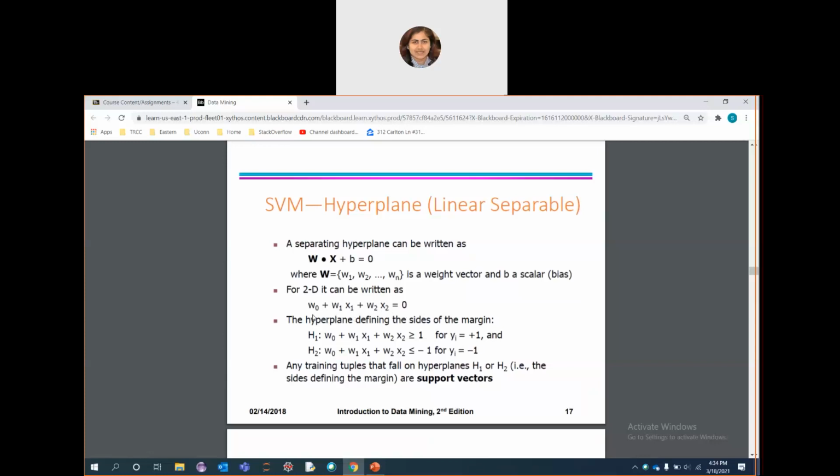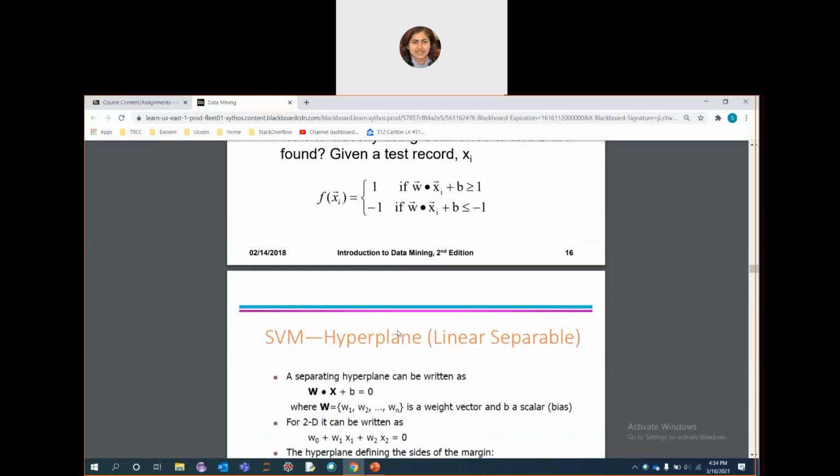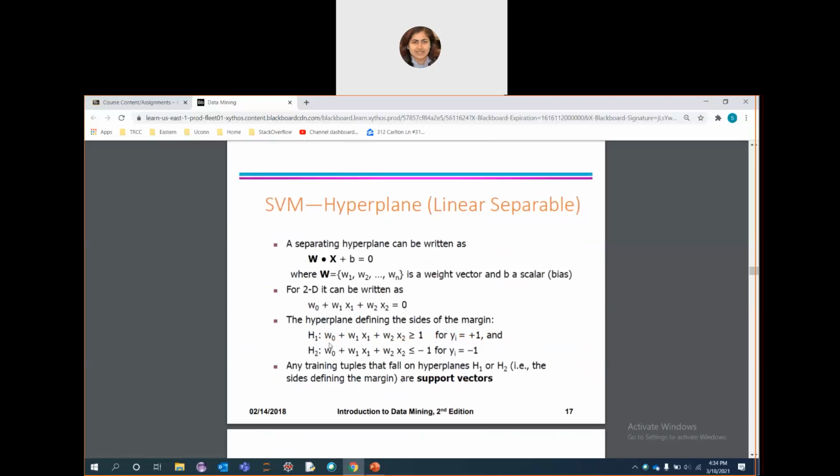So this is the formula. Using this, if you want to find out the hyperplanes defining the sides of the margin, it will be this way. W0 plus W1 x1 plus W2 x2, if it is greater than or equal to 1, this is the positive side of the marginal hyperplane, and less than or equal to minus 1 signifies the negative side of the hyperplane. So this is how you will get the hyperplanes.